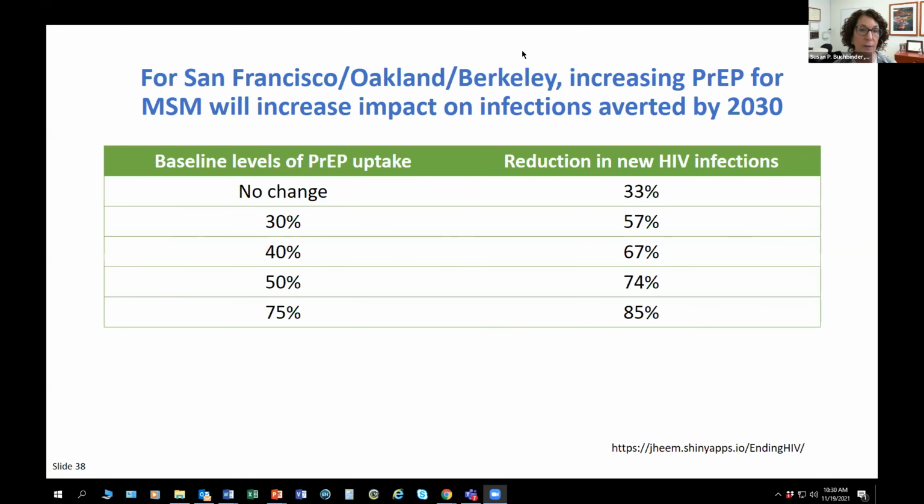And so I looked in San Francisco and said, what if we were just to change PrEP uptake? And if you got up to 75% PrEP uptake, you could get to an 85% reduction in new infections over a 10-year time frame.